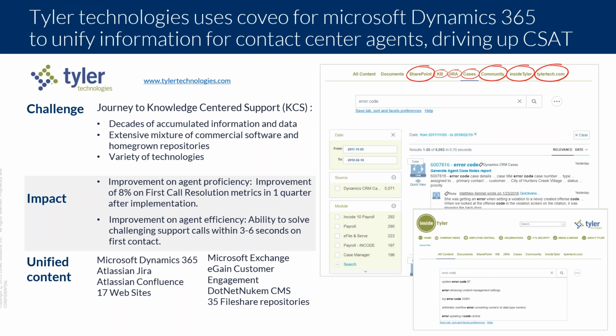Since they were founded over 50 years ago, Tyler has grown substantially by acquisitions, and they faced decades of accumulated information and data, extensive mixture of commercial software and homegrown repositories, and a variety of different technologies. Now, the combined solution enables them to provide contextualized relevant search results to agents, vastly increasing their efficiency. The sources indexed include Dynamics, their knowledge base, SharePoint, Jira, Microsoft Exchange, and 17 websites, just to name a few. Some of the improvements they realized is in some of the key support metrics that they track, such as an 8% improvement in first call resolution after 1 quarter of implementing Coveo.